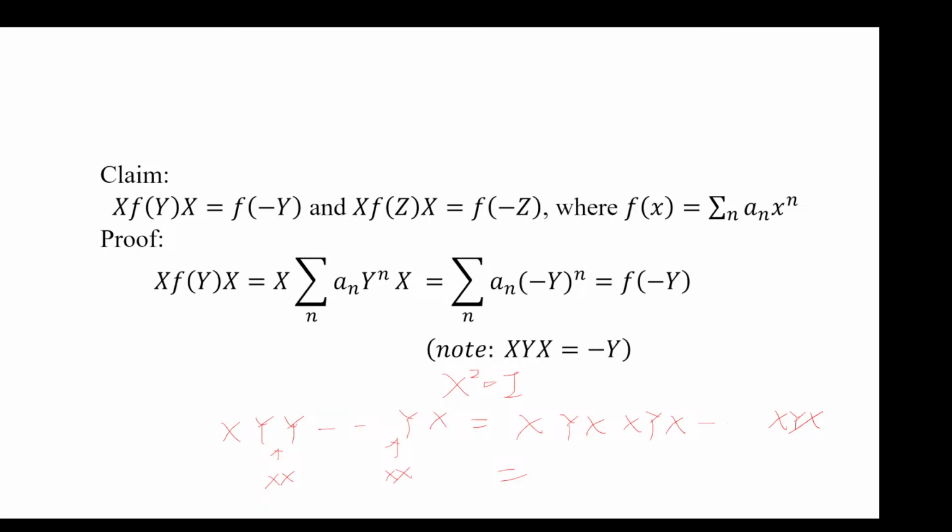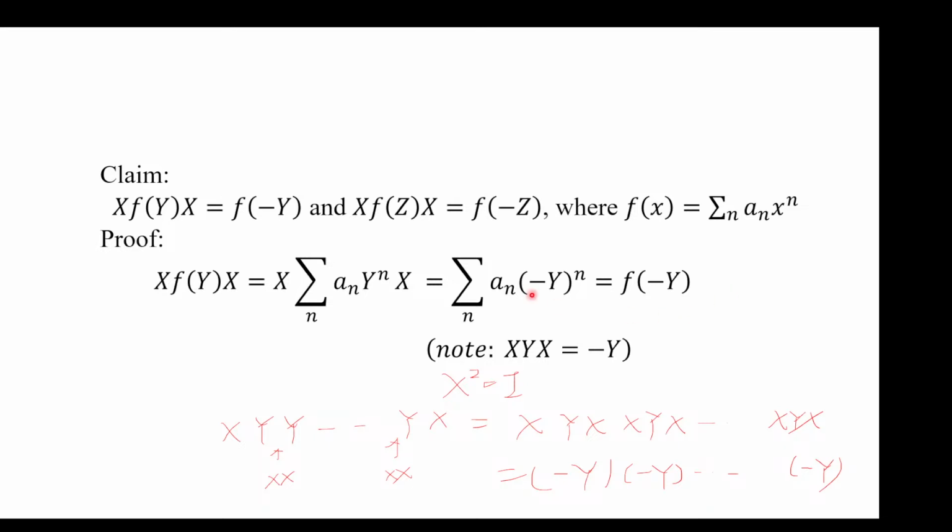Okay. And so x y x is equal to minus y, so this is just equal to minus y times minus y, times minus y. So you have n copies of y here, and by symmetry in x, you see that you just have n times minus y. Yeah. And this thing works linearly. So for any n, y to the n becomes minus y to the n. So in the end, you have a summation of a_n times minus y to the n, and that is just f of minus y.